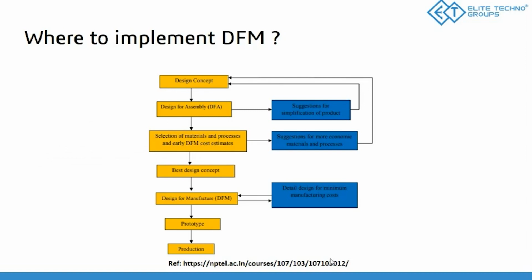Next, we'll see where exactly we implement design for manufacturing in a design process. As you can see in this slide, there are two things here: DFA, design for assembly, and DFM, design for manufacture. Presently we are just speaking about design for manufacturing. Design for assembly we will cover in one of the future sessions. So the start is here, the design concept.